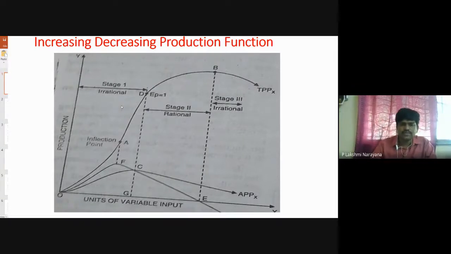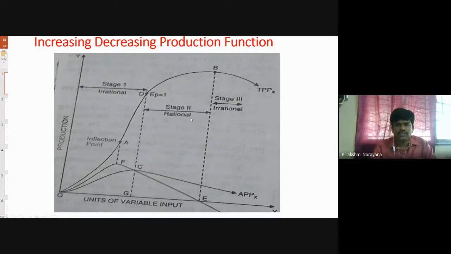So you can show increasing and decreasing production functions in a single graph. If you take this graph, on the x-axis units of variable input are measured, and on the y-axis production is measured. TPP is the total production curve. APP is the average production curve. This is the MP, marginal production curve.